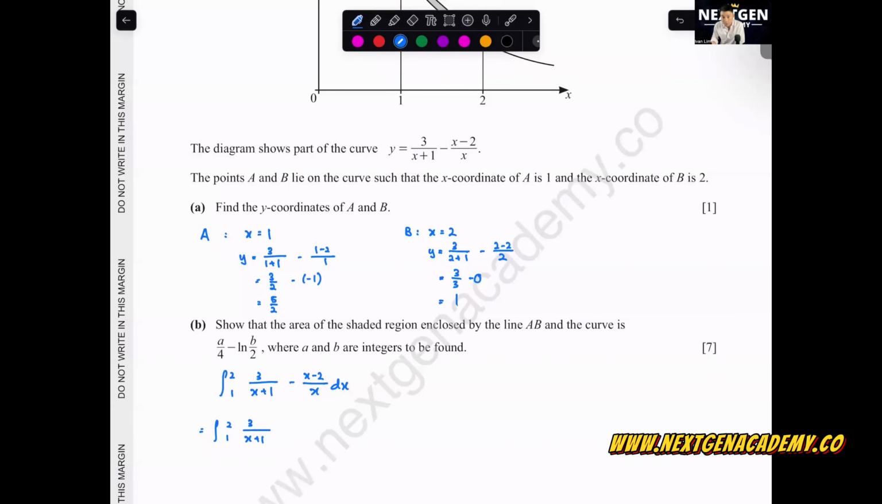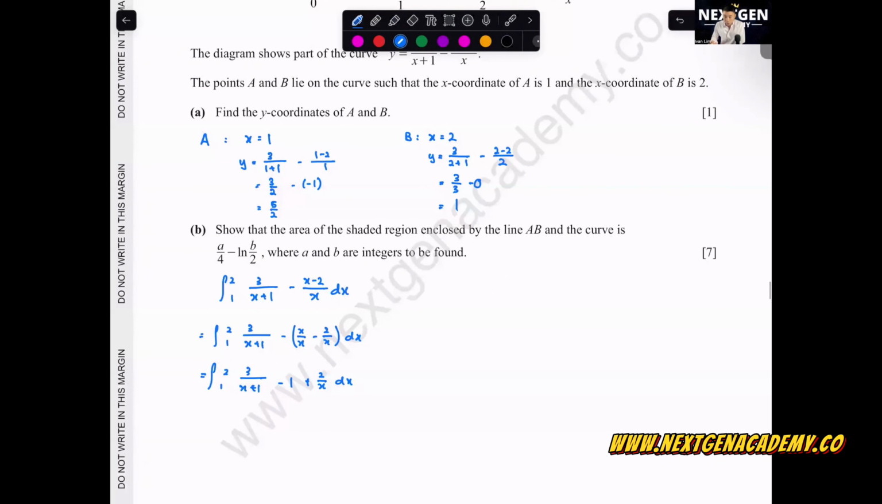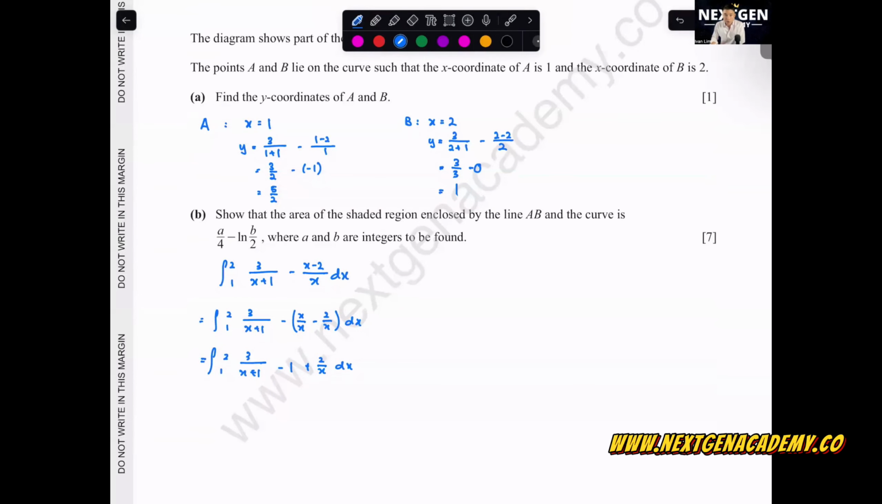Okay, be careful on this one. It's the minus the whole thing. So minus x over x, then minus 2 over x dx, which will get 3 over x plus 1 minus 1 plus 2 over x dx. Now we integrate. We check at the bottom first, both of them are x to the power of 1. So here we write it as 3 ln modulus x plus 1 minus x plus 2 ln x dx.